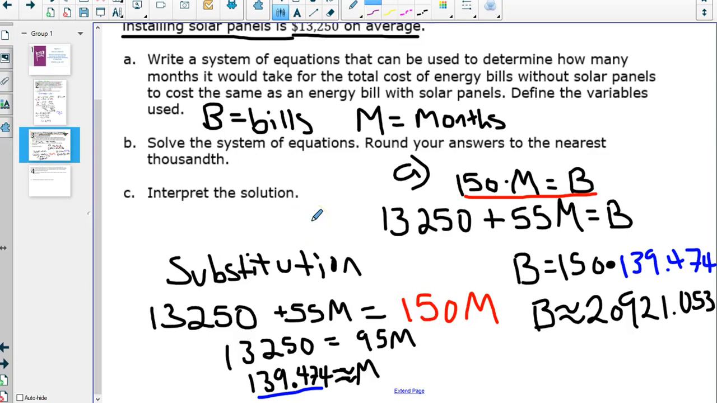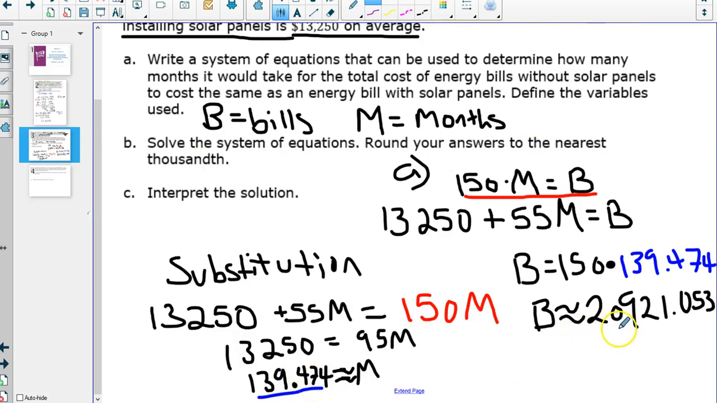Okay. So now, personally, I decided to use substitution to solve these. The reason I chose substitution is we have equations that are equal to a variable. So a lot of the time that can make it a little bit easier to use substitution. If you did use elimination, that's okay. That's fine. But we should have gotten something where we're about 139.474 months, which would be about 140 months. It told us to round to the nearest thousandth, so we're going to leave it as the nearest thousandth.